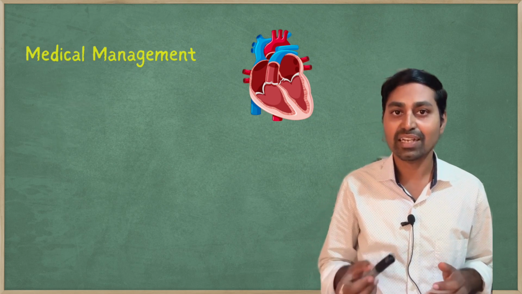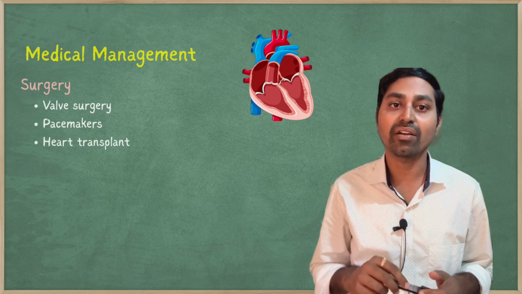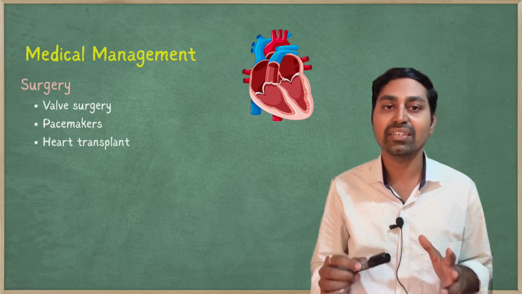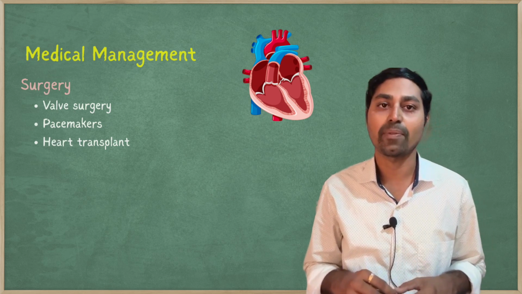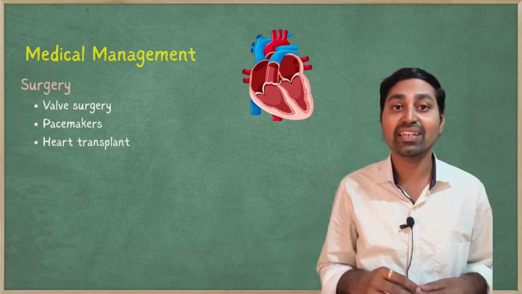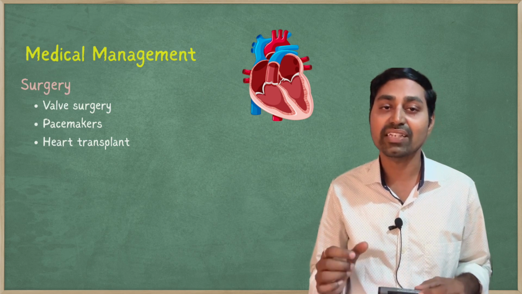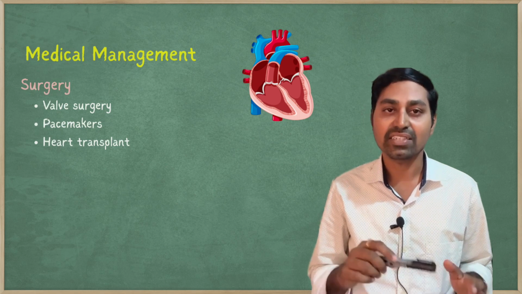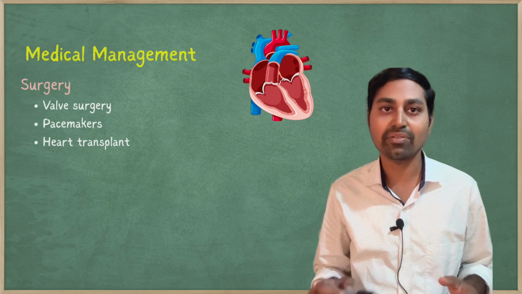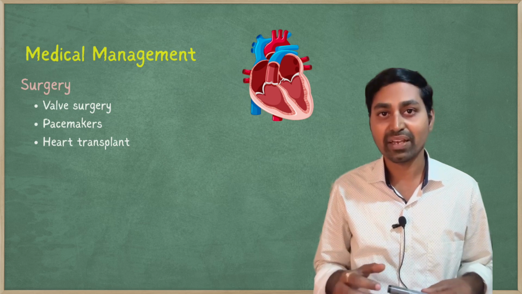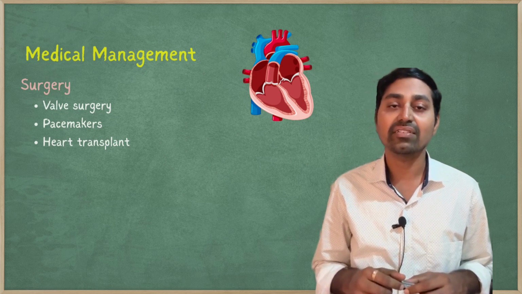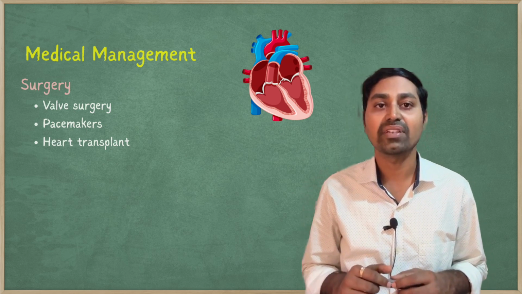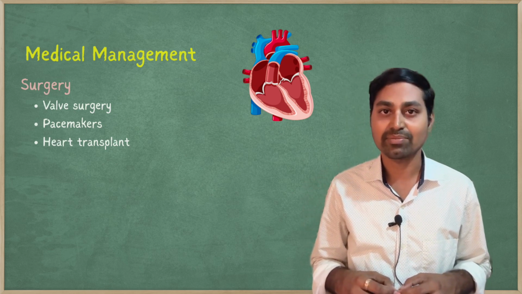Then surgical options include when there is involvement of any valve damage or any irregular heartbeats. Valve surgery is required when there is regurgitation or when there is stenosis of the valve. In valve surgery, the stenosed valve or damaged valve is repaired. Pacemakers are also needed. They are required when there is bradycardia or irregular heartbeat. Sometimes, in severe cases, heart transplant is also needed.